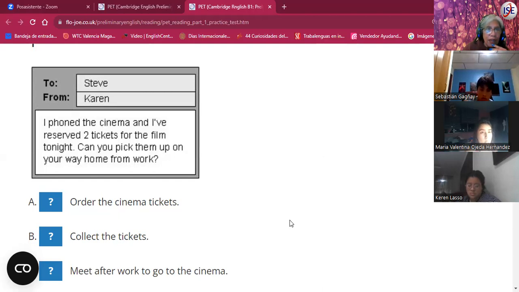From Steve to Karen: I found the cinema and I've reserved 2 tickets for the film tonight. Can you pick them up on your way home from work? A, order the cinema tickets. B, collect the tickets. C, meet after work to go to the cinema. Okay, so Sebastian, which do you think is the right option? A, B, or C?